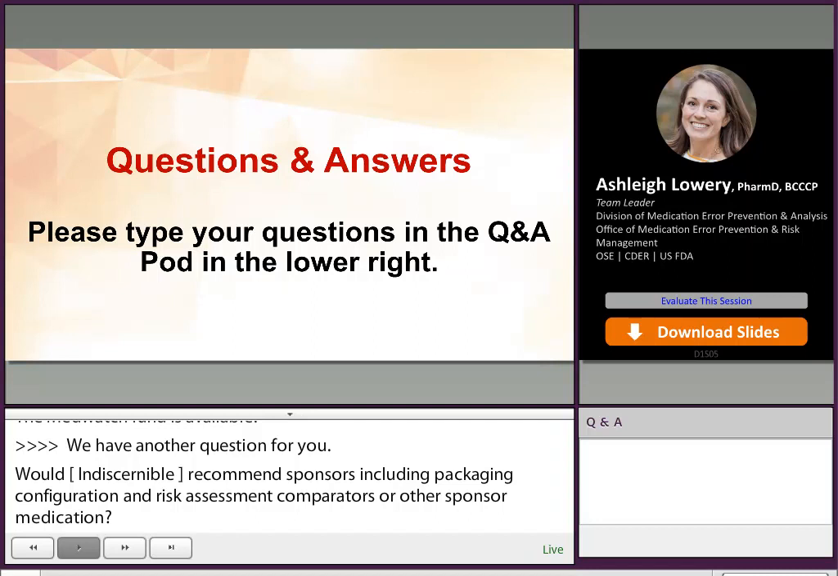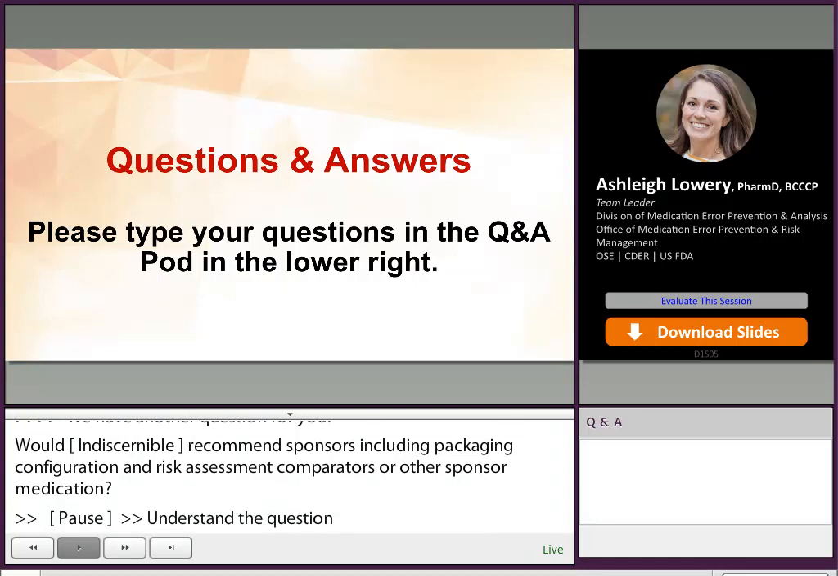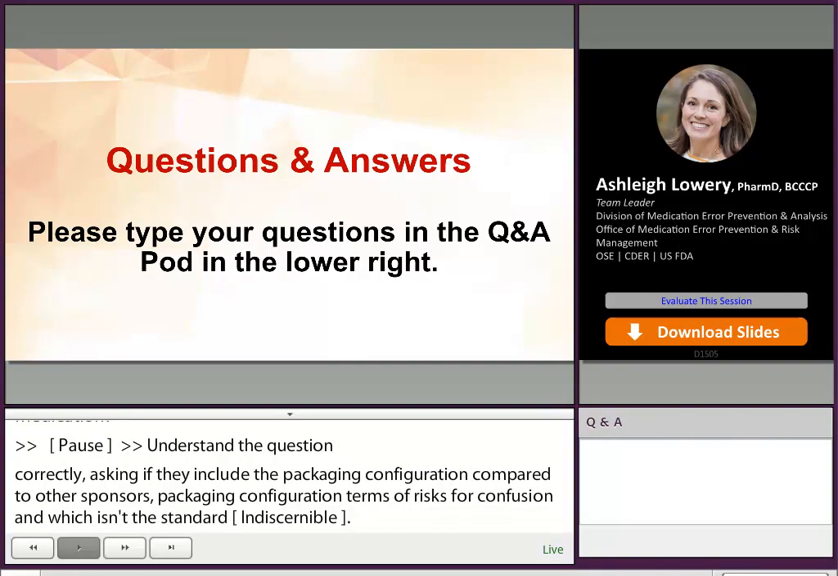If I understand the question correctly, it's asking whether sponsors include the packaging configuration and compare it to other sponsors' packaging configurations in terms of risk for confusion. That isn't a standard part of our review process, but we would consider risk and confusion with other products when we do receive cases.